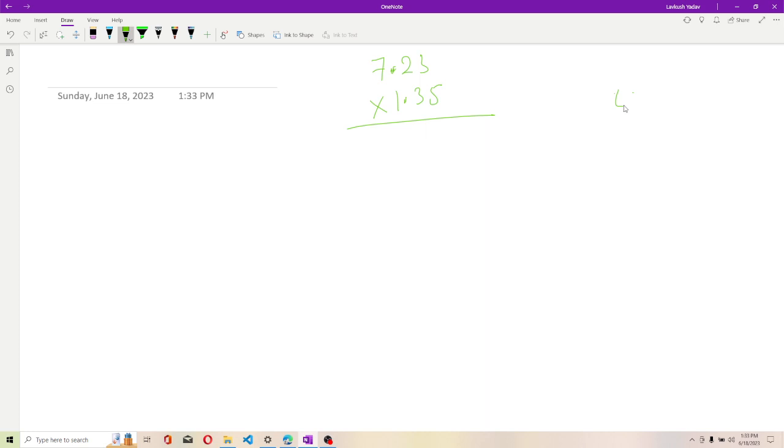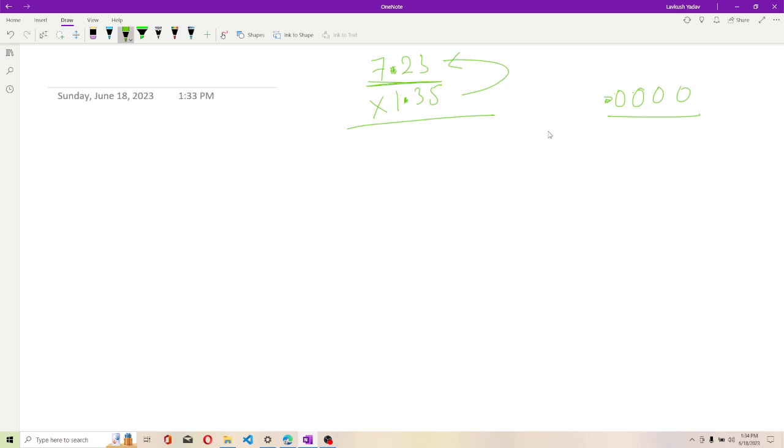So for that, our result would be only to three significant digits. So in that case we also have to do the rounding off. So let's see this example. Suppose we have 7.23 into 1.35.